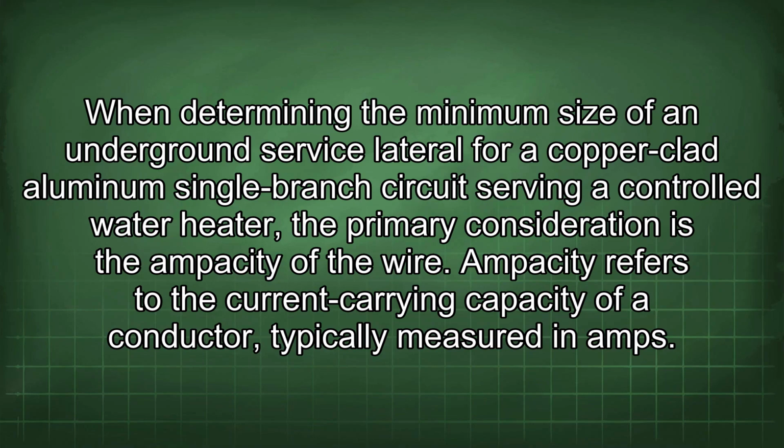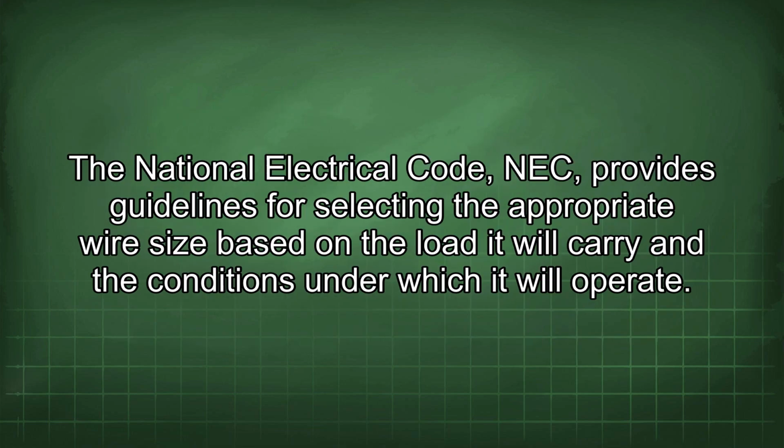When determining the minimum size of an underground service lateral for a copper-clad aluminum single-branch circuit serving a controlled water heater, the primary consideration is the ampacity of the wire. Ampacity refers to the current carrying capacity of a conductor, typically measured in amps. The National Electrical Code (NEC) provides guidelines for selecting the appropriate wire size based on the load it will carry and the conditions under which it will operate.